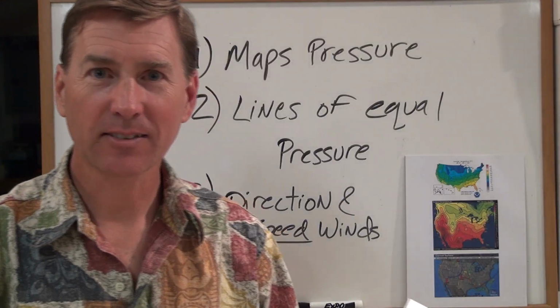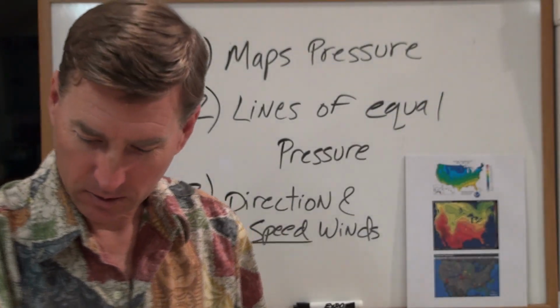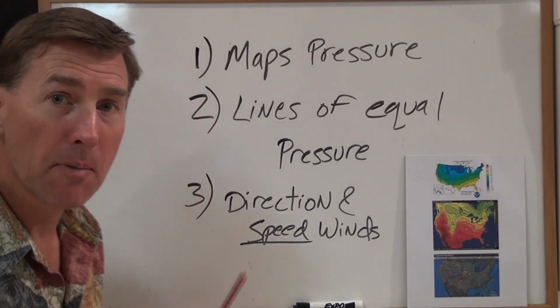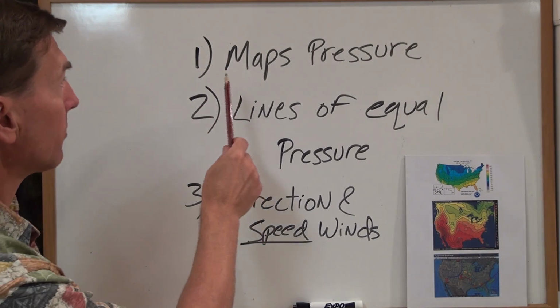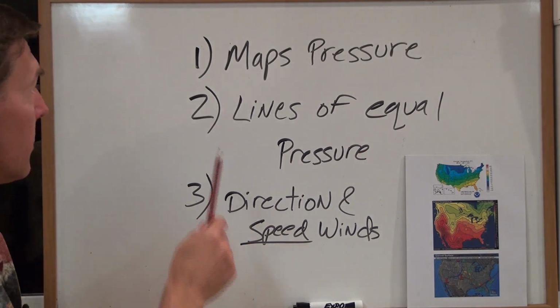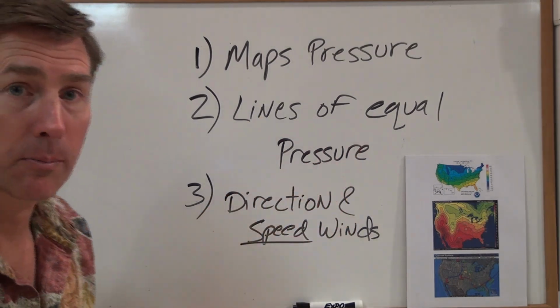Okay, so let's take a look at some points of isobars. Okay, so over here we have number 1, maps pressure. Okay, these lines help us map pressure. I'll show you some more examples. Number 2, these are lines of equal pressure.